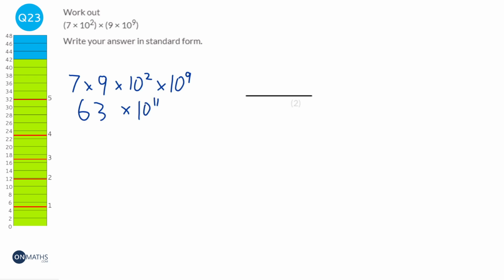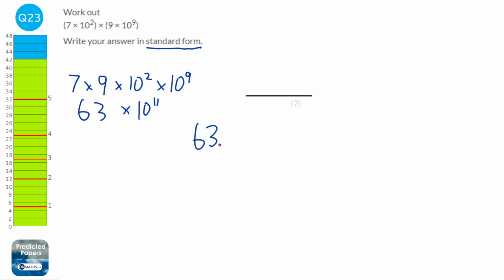Now here we've got a problem. It looks like standard form, but it is not standard form, because standard form has to be a number between 1 and 10, but not including 10. And here we've got 63. So what I'm going to do is just quickly write out what number this is. So we've got the decimal point here. And you don't need to do this, but I find it a bit easier to show what we're doing.